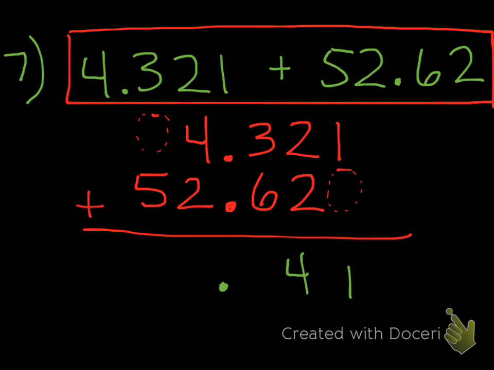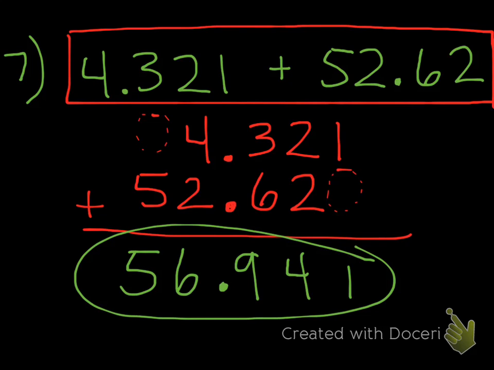Oh, also bring down your decimal right away. Forgot to tell you that. Again, bringing down your decimal right away is the most important thing when we add and subtract decimals. That's the most common mistake. So, let's move on to number 8.